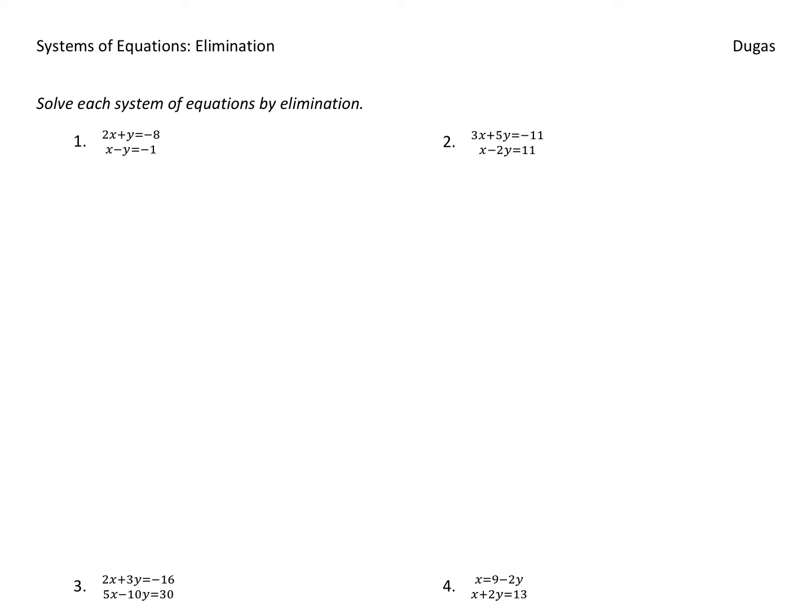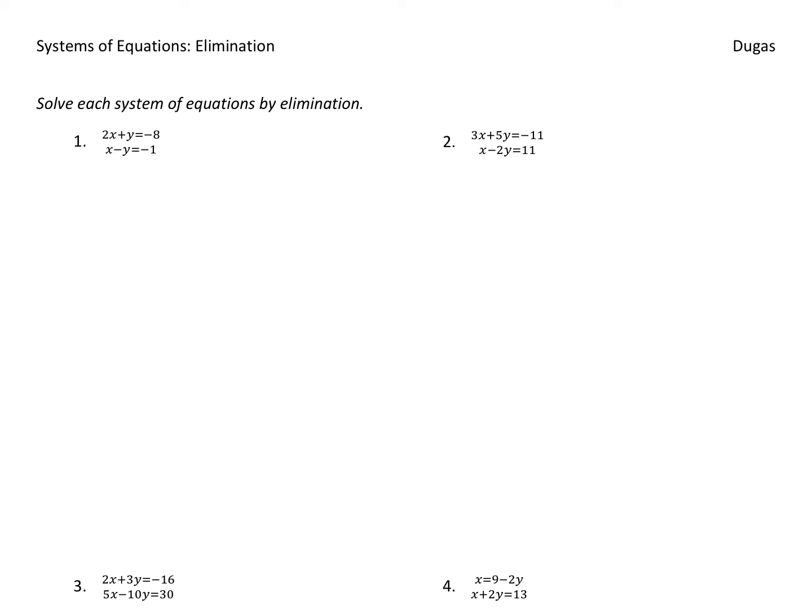So, number one, solve each system of equations by elimination. Eliminating means to get rid of, right? If you're going to eliminate something, you're going to get rid of something. And so what you're trying to do here is when you're solving a system of equations, you're trying to figure out what point or points would make both of these equations true. So what is the solution to both?